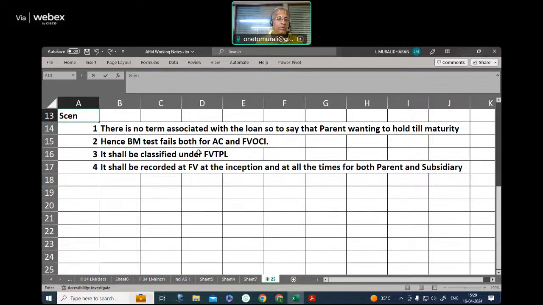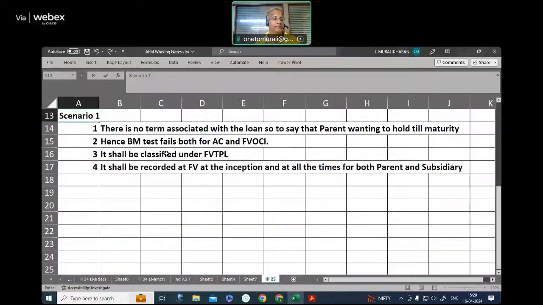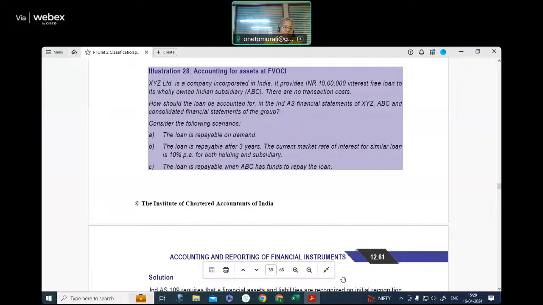Scenario A done. Then scenario B. What have they mentioned for scenario B? The loan is repayable after 3 years. The current market rate of interest for similar loans is 10% for both holding and subsidiary.